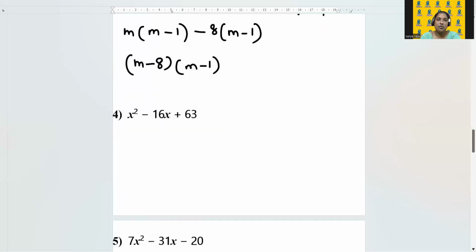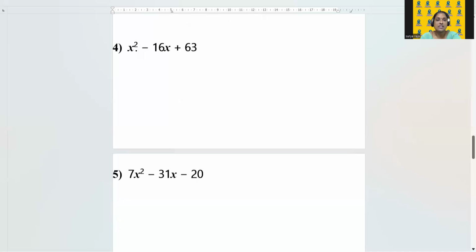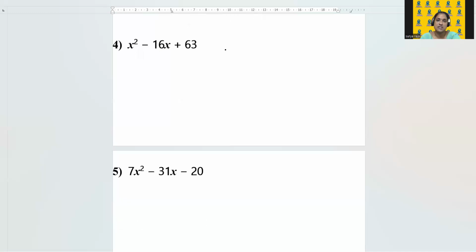Take a look at this fourth one. The given expression is x square minus 16x plus 63. We have 63 as a constant. We should find the factors. Let me take 9 times 7. I got 63. But when it is minus 9 minus 7, I get minus 16 as well.